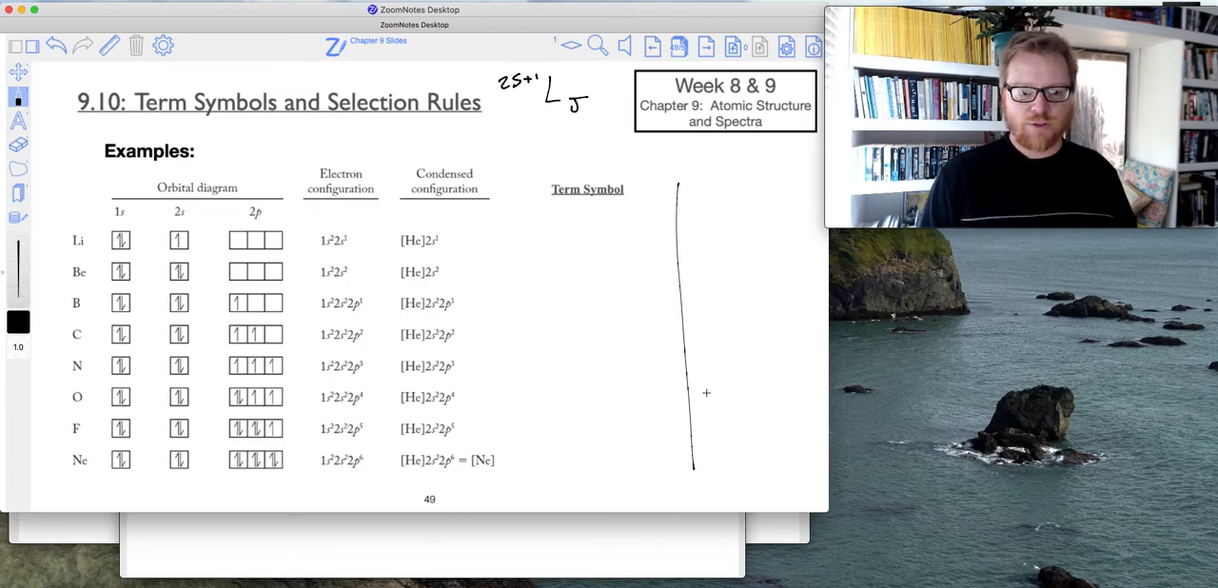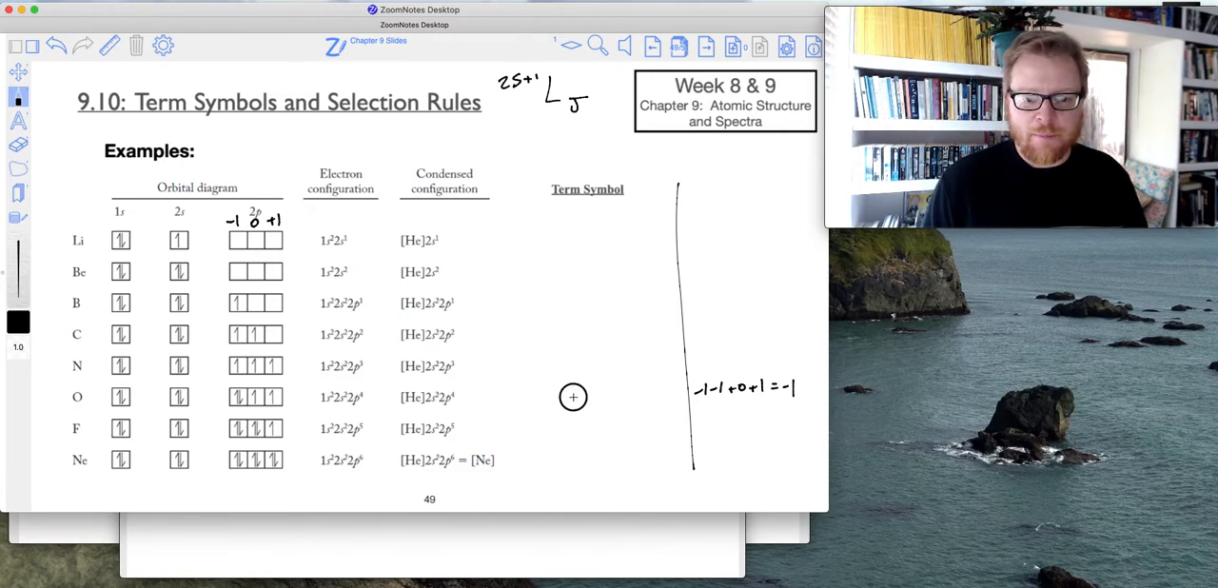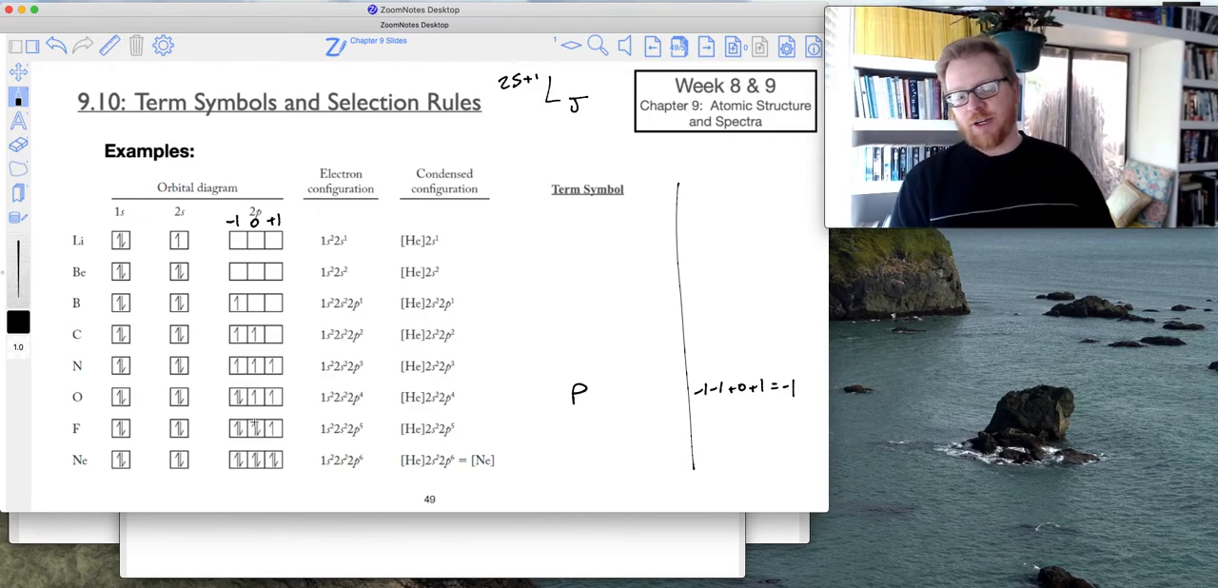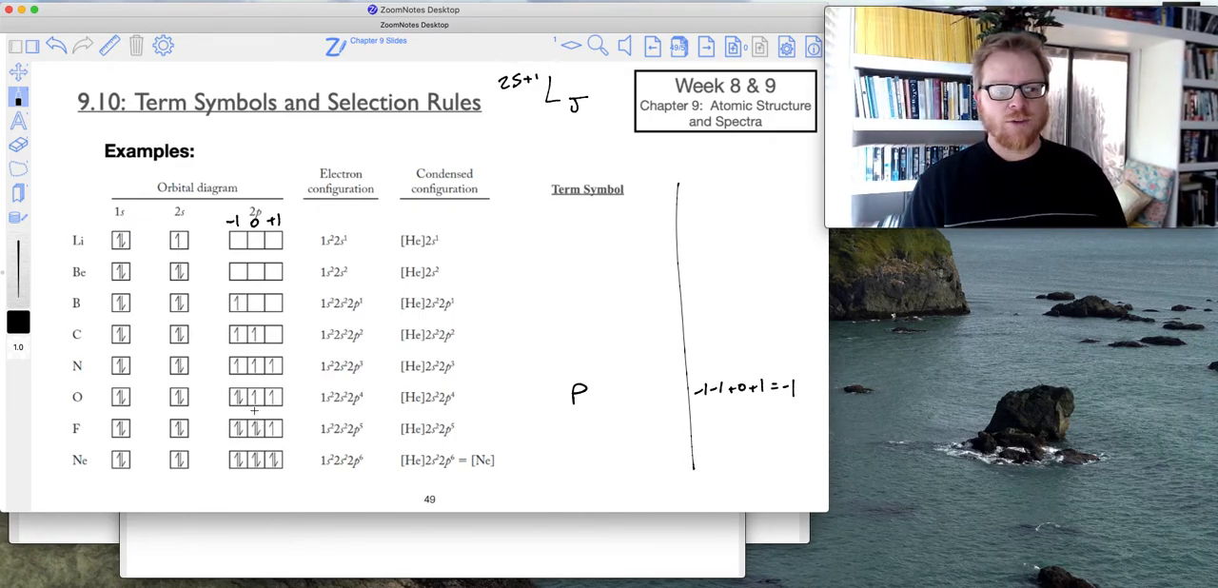So here with the oxygen, my mLs are -1, 0, and +1. So I have 2 electrons in this -1. So that's going to go -1, -1, 0, +1. And all of that equals -1. And the absolute value of -1 is 1. And that gives me the P term. Okay? No other possibilities. No Clebsch-Gordan necessary because I have the electron configuration. Okay. What about the multiplicity?